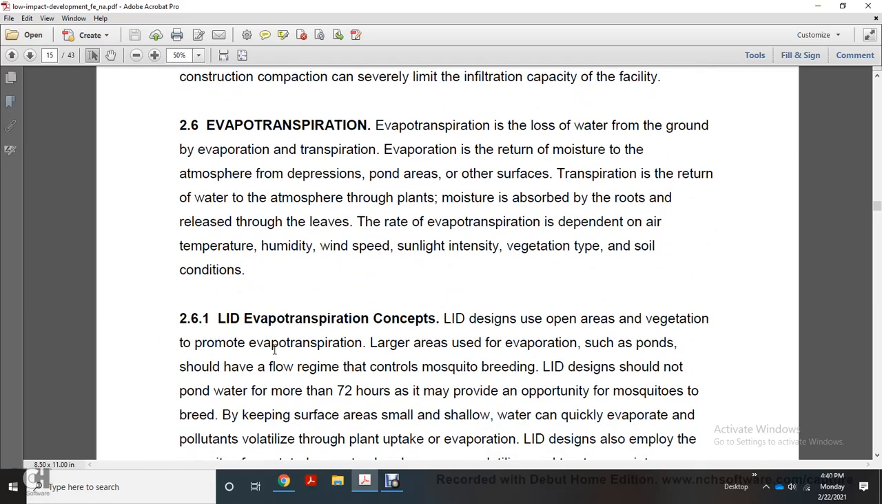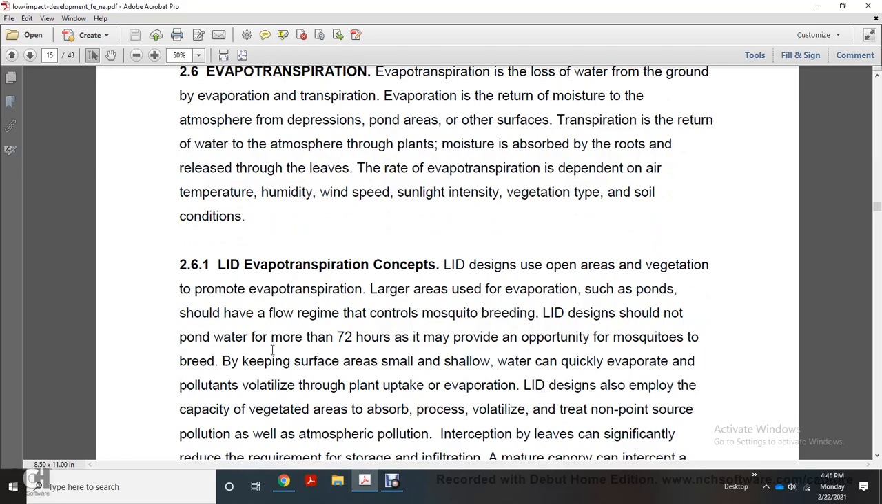Low impact development evapotranspiration concept. Low impact development is designed to use open air and vegetation to promote evapotranspiration. Large areas used for evaporation, such as ponds, should have the flow regime controlled. Mosquito breeding: low impact development design should not pond water for more than 72 hours, as it provides an opportunity for mosquitoes to breed. Keeping the surface water small and shallow means the water can quickly evaporate and pollutants can be volatilized through plant uptake and evaporation.